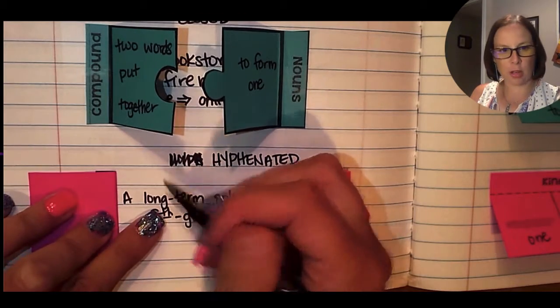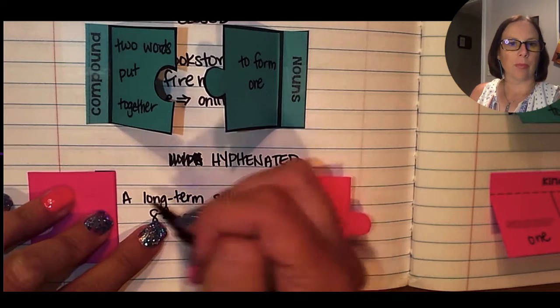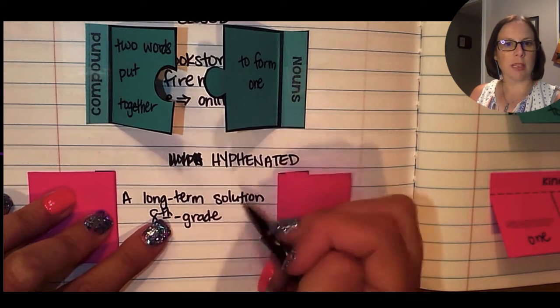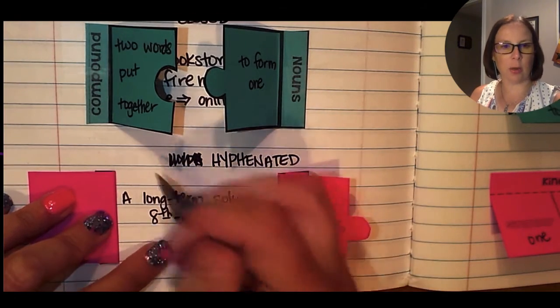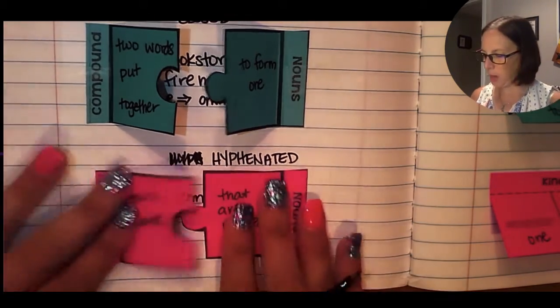So when we start talking about modifiers and what's modifying the noun, long term is describing something. So that's how that works.